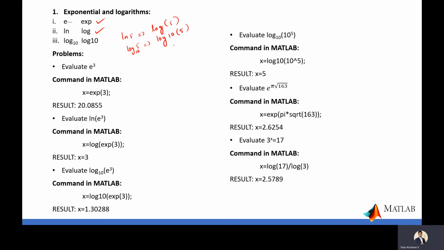So log2 will also be there: log2 of 5. Exponential means what? e raised to 5, that is nothing but exp of 5. Always remember, exp of 5: the "of" should be there every time. Log of means you have normal brackets. Right? Okay, let's take this problem.